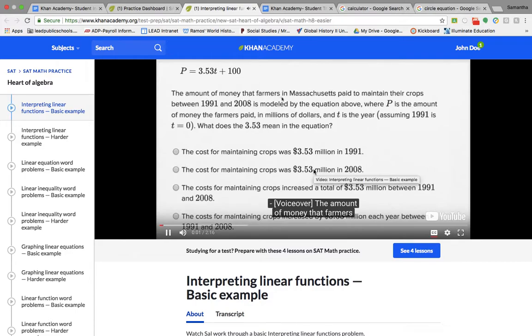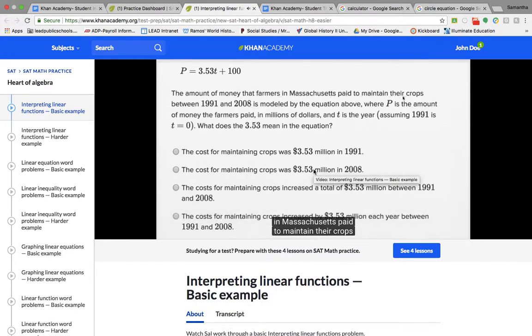The amount of money that farmers in Massachusetts paid to maintain their crops between 1991 and 2008 is modeled by the equation above, where P is the amount of money the farmers paid in millions of dollars, and T is the year. So this is how much they paid in millions of dollars. T is the year. But they're saying assuming 1991 is t equals 0. What does the 3.53 mean in the equation?